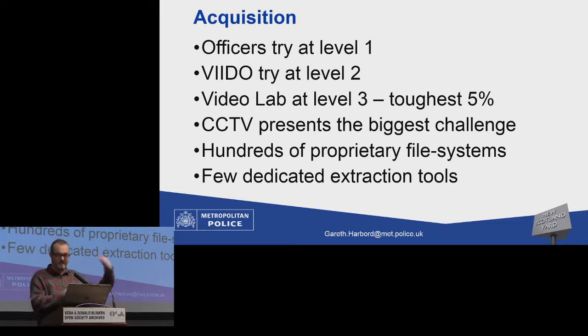Okay, so then we're going to move on to a bit more about that. We've got different levels of work. London is riddled with CCTV. I just did a quick search, and they think there's about 600,000 CCTV cameras in London alone, so it's a lot to deal with. Initially, if there's a problem and we need video, police officers will try and do it. Then you've got a group called the VIDO, which are specially trained police officers. They will try and acquire the video if the standard police officers can't. And if no one else can do that, the top 5% comes to the lab to be dealt with.